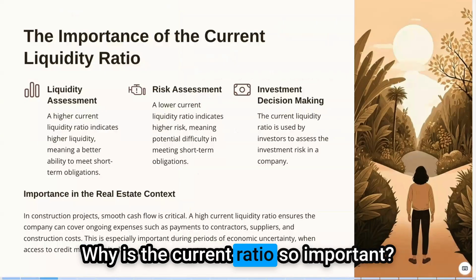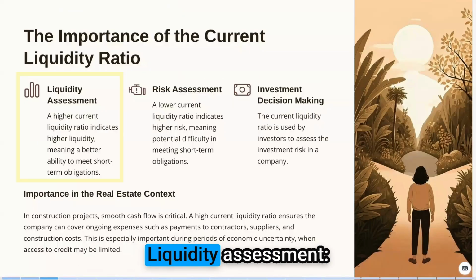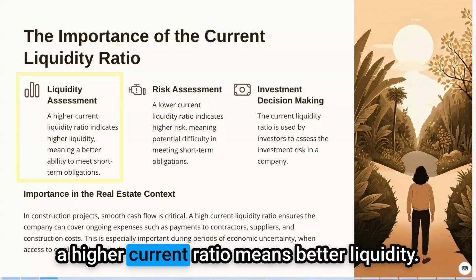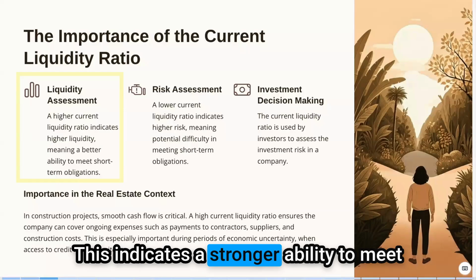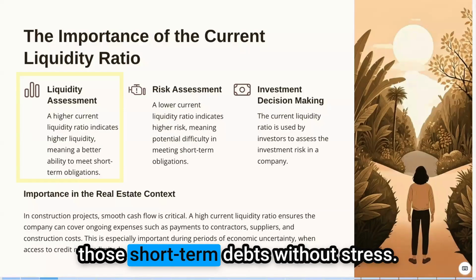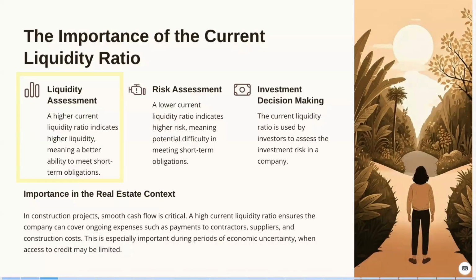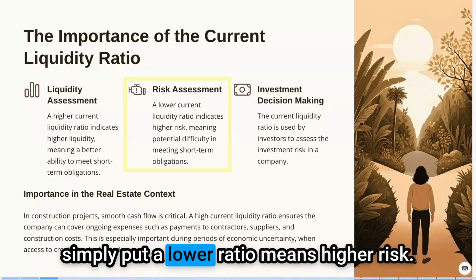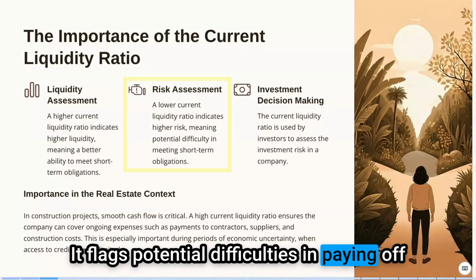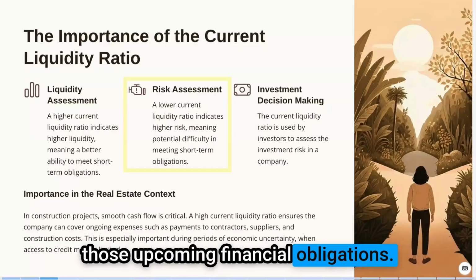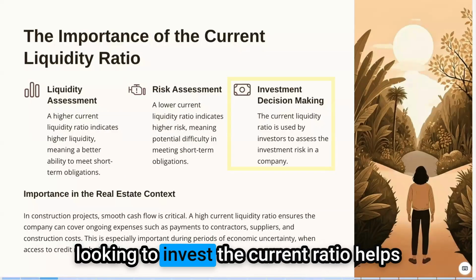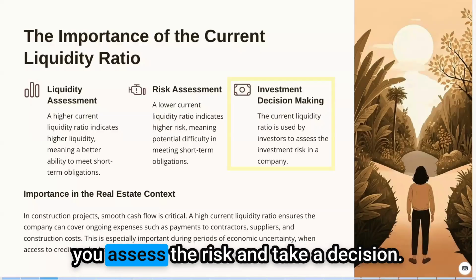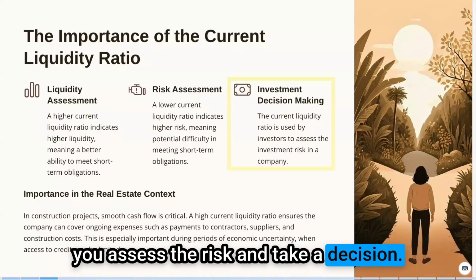Why is the current ratio so important? Liquidity assessment. A higher current ratio means better liquidity. This indicates a stronger ability to meet those short-term debts without stress. Risk assessment, simply put, a lower ratio means higher risk. It flags potential difficulties in paying off those upcoming financial obligations. Investment decision making. If you're looking to invest, the current ratio helps you assess the risk and make a decision.